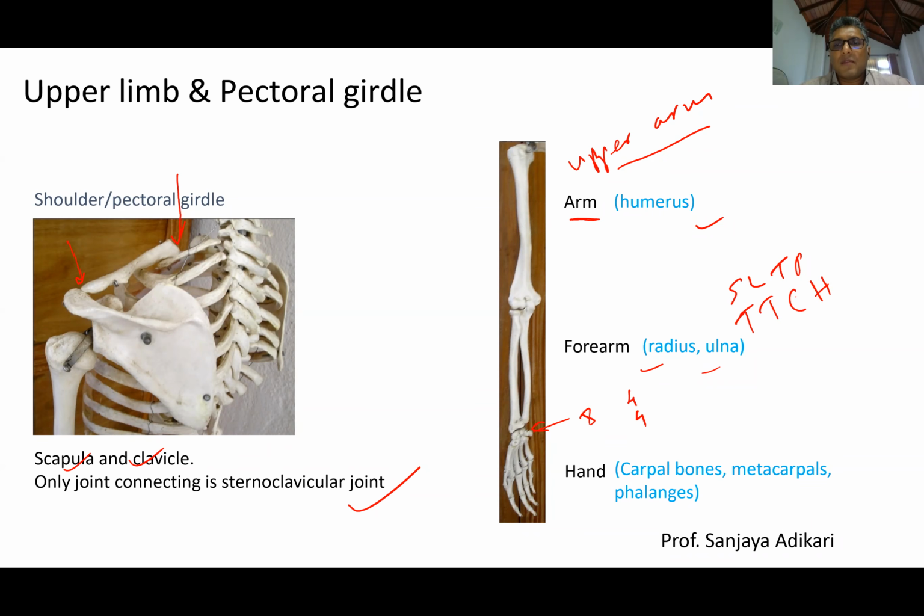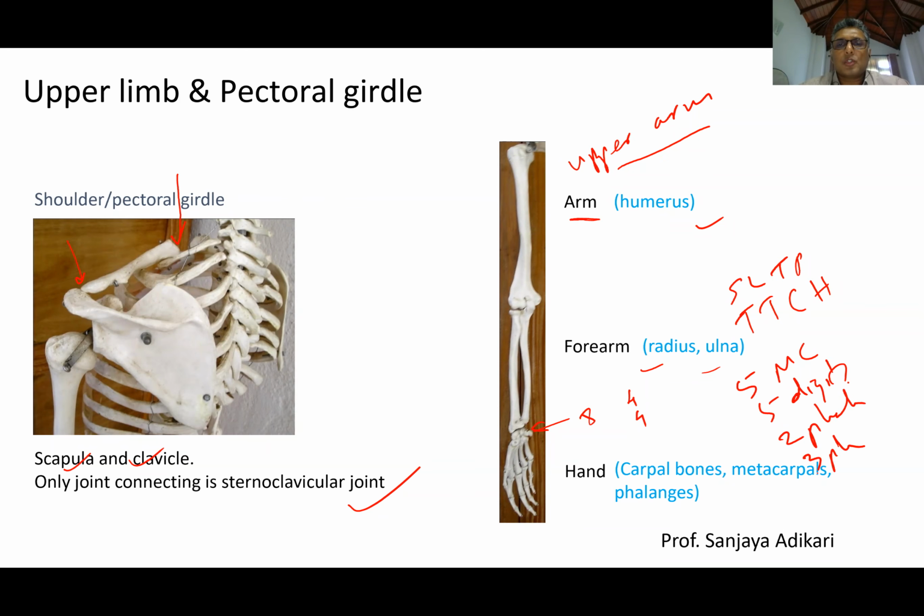Then you have 5 metacarpal bones, and you have 5 digits. If you take the 5 fingers rather, you can call them digits also. Then if you take the thumb, the first one, it has 2 phalanges. Each of the other 4 fingers will have 3 phalanges each.